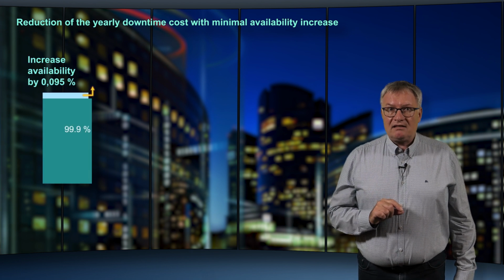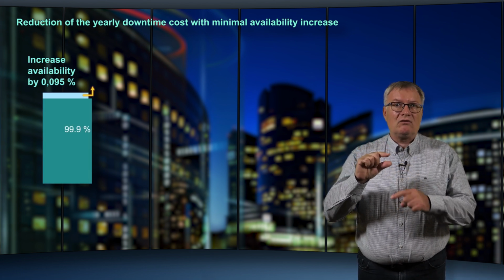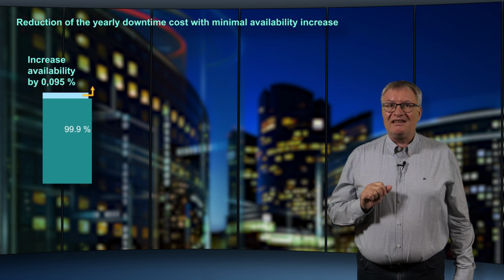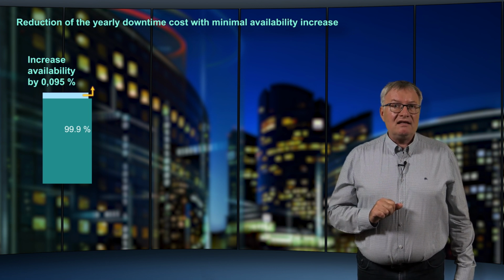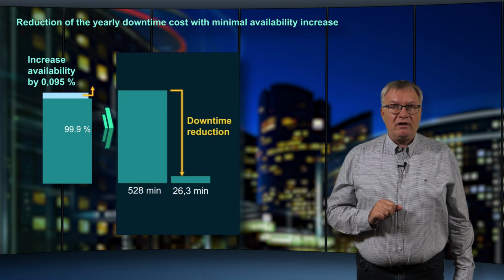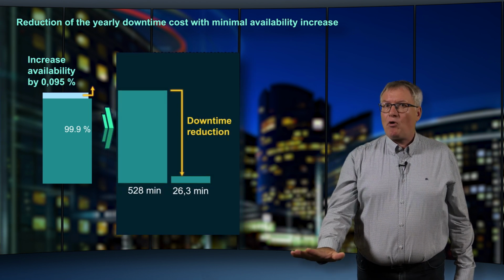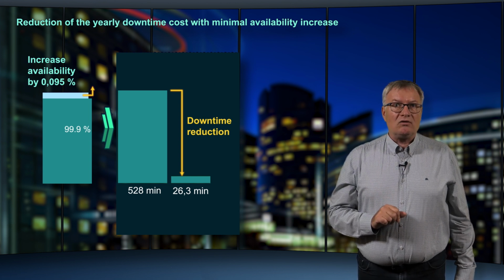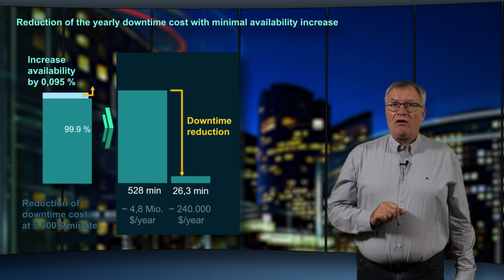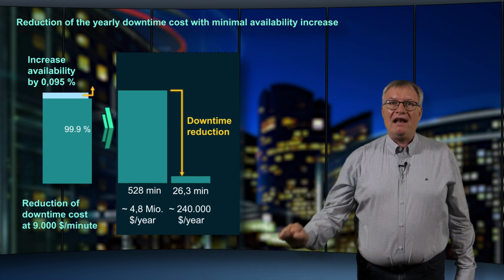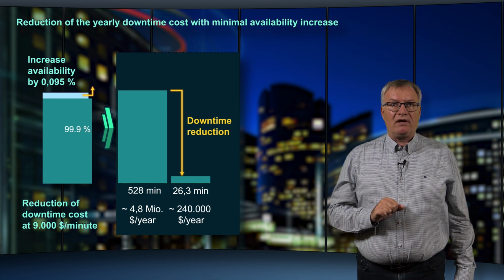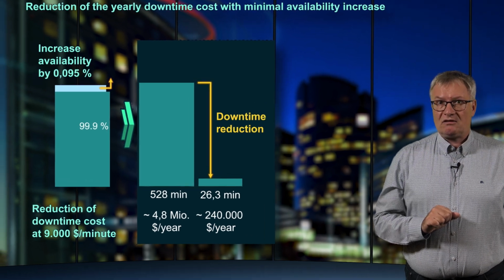If the availability is increased by 0.095% from 99.9 to 99.995%, the statistical downtime will be reduced by almost 8.3 hours per year. This reduction will lead to a downtime cost reduction of roundabout $4.5 million per year. The availability of the electrical equipment influences the amount of the respective downtime or failure cost.